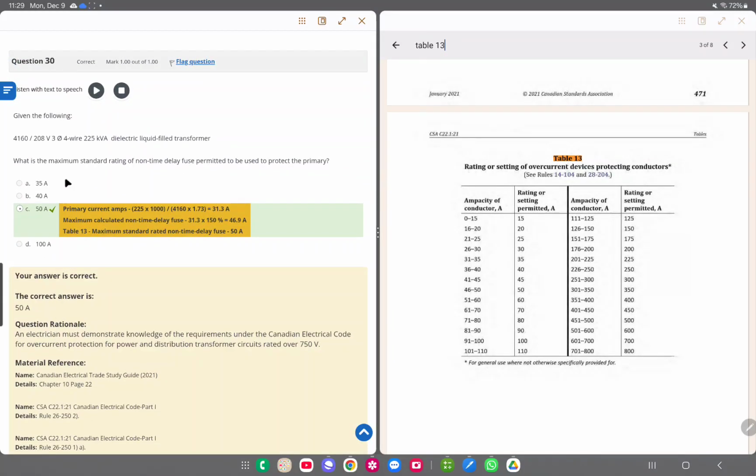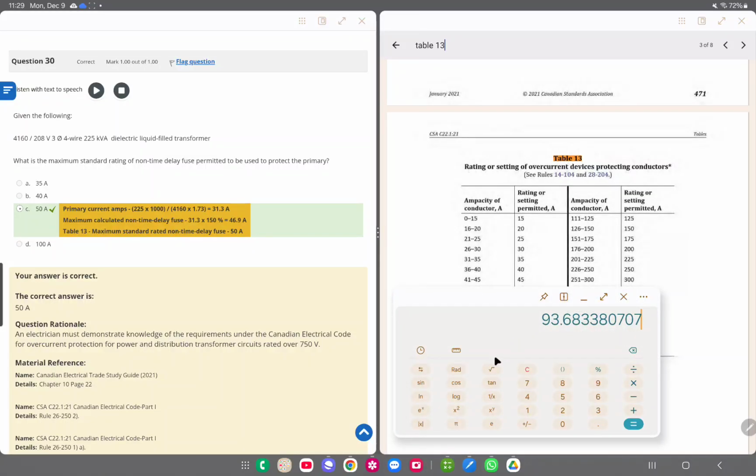Given the following, what is the maximum standard rating of non-time delay fuse permitted to be used to protect the primary? The primary of what? A dielectric liquid filled transformer. Okay, no problem. We got a transformer here, and it's wet.